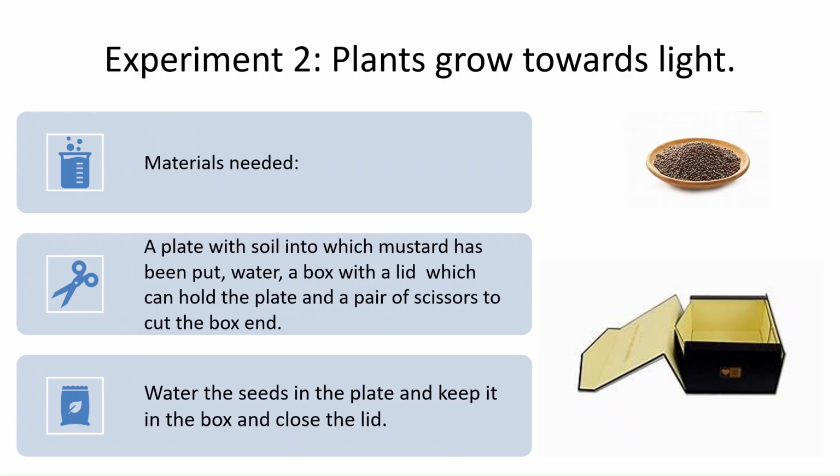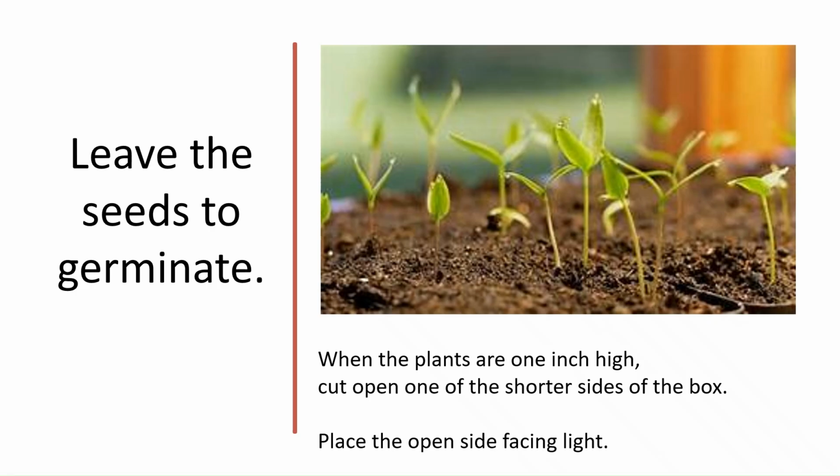Experiment 2. Plants grow towards light. Materials needed are a plate with soil into which mustard has been put, water, a box with a lid which can hold the plate, and a pair of scissors to cut the box end. Water the seeds in the plate and keep it in the box and close the lid. Leave the seeds to germinate.